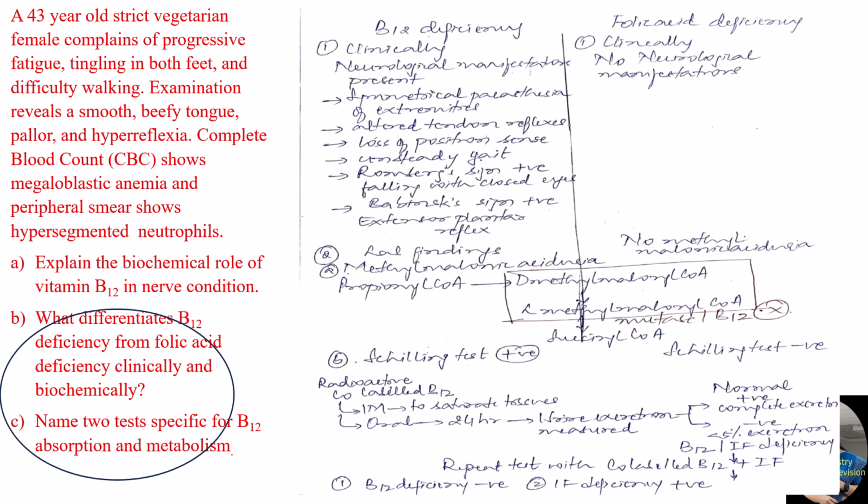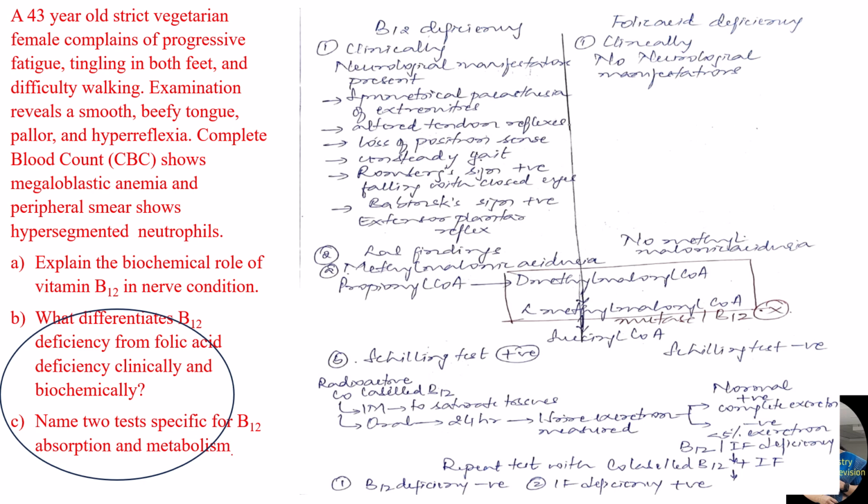Clinically, B12 deficiency is characterized by neurological manifestations, and these manifestations are not present in folic acid deficiency. The neurological manifestations include symmetrical paresthesia of the extremities. So the problem involves both the extremities and it is symmetrical in nature. Altered tendon reflexes, loss of position sense, the gait is unsteady, Romberg sign is positive. This means the patient falls with his or her eyes closed. Next is Babinski's sign positive, where the plantar reflex is extensor.